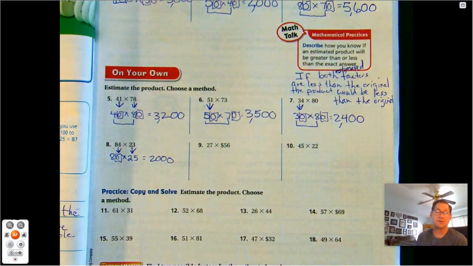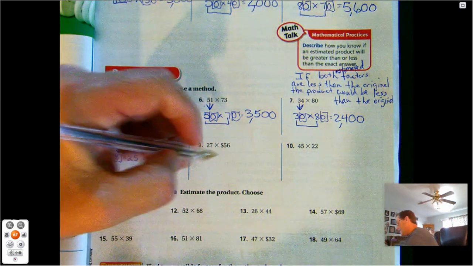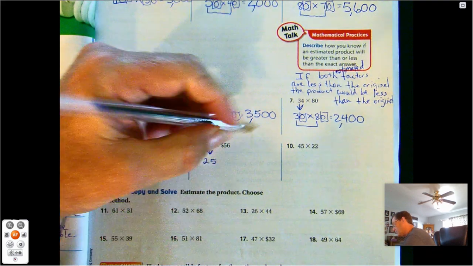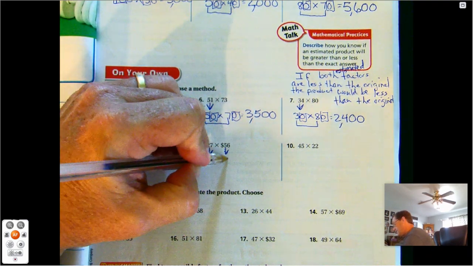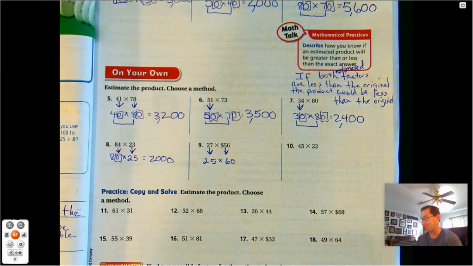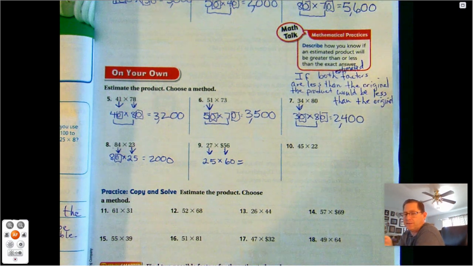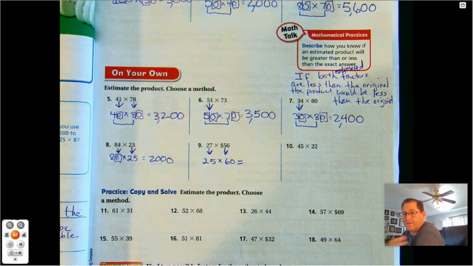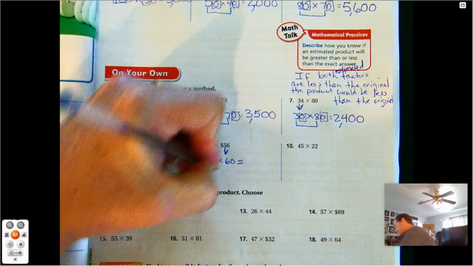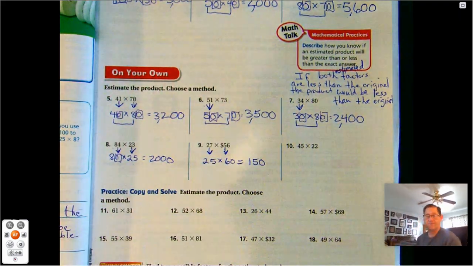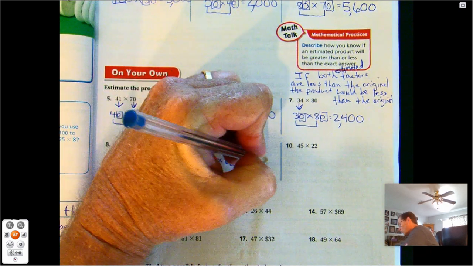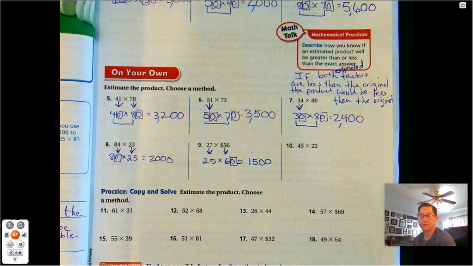Number 9, 27 is also close to 25. And so we're going to go 25 times 60. And this time, 6 quarters. How much is 6 quarters? 4 quarters is a dollar, right? Or 100 pennies. So if I give you 2 more, that would be 6 quarters. So 2 quarters is 50 cents plus the 4. So we'd have 150 pennies or $1.50. So 150. And then we have 1 zero in the number 60. So we're going to add that 0 to my product. So $1,500.